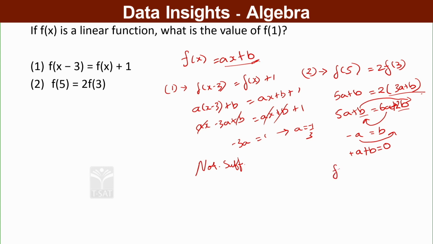From here you can see that f of x is ax plus b, and f of 1 will become a plus b. And here we have deduced from the given information that a plus b equals 0. So you can definitely say that f of 1 equals 0. So this information is sufficient. That means when statement 2 is sufficient but statement 1 alone is not sufficient, the answer is option B. You have to select option B.